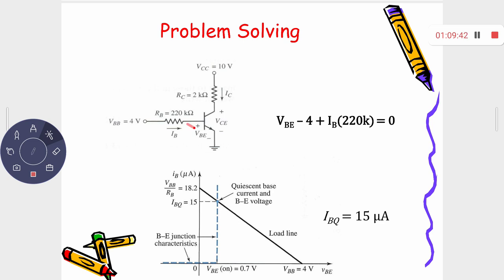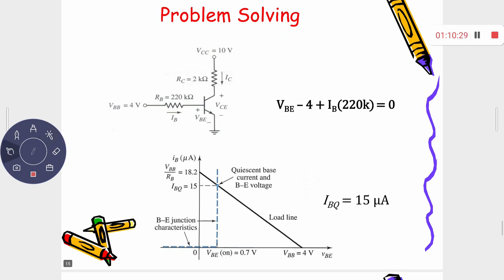Then you can calculate what my IB value is. VBE is equal to 0.7 volt, for example. And if VBB is equal to 4 volt and RB 220 kilo ohms, then you can easily calculate what my IB should be. If you just plug in the values, 4 volt minus 0.7, that is 3.3 volt, divided by 220 kilo ohms. That will give you 15 microampere.